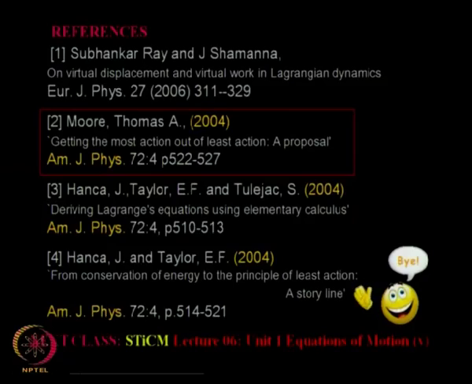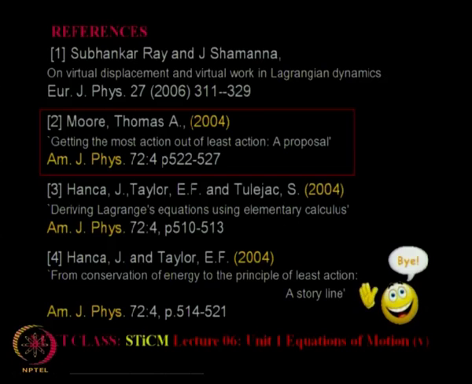And with this we are ready to conclude this particular class. I will mention a few references. There are some excellent papers in the American Journal of Physics which you will find very instructive. In particular, I like this title very much, Getting the Most Action Out of Least Action. This is really a very catchy title for a paper, okay, because the least action he is talking about is obviously the principle of least action and not the least action we always like to do, which is to do nothing, right. So, the least action is what Thomas Moore refers to, and he gets a lot out of it.